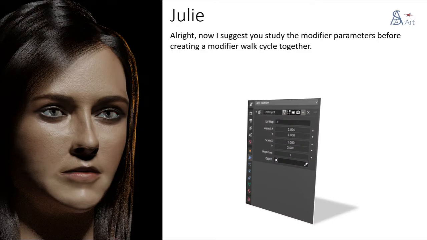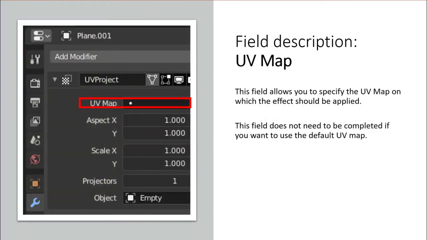Alright, now I suggest you study the modifier parameters before creating a modifier walk cycle together. This field allows you to specify the UV map on which the effect should be applied. This field does not need to be completed if you want to use the default UV map.